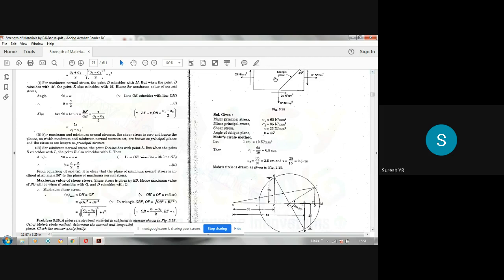So like that you have to find. In this problem, then another thing is this Mohr circle cuts the horizontal line at 2 points L and M.